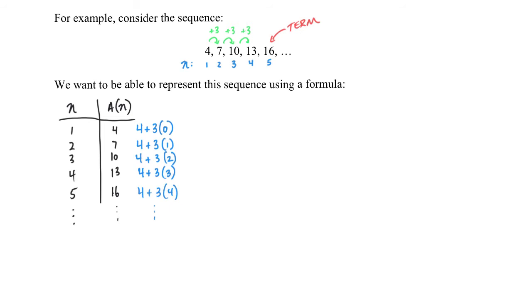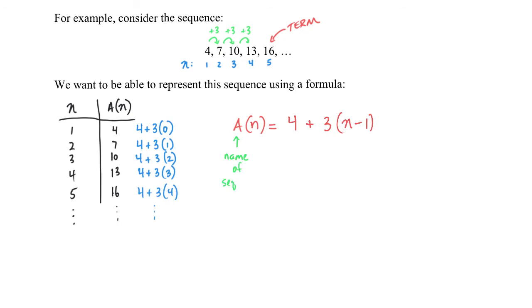So let's write this out. So in order to generate A of n, what we're going to do is we're going to take our starting value, which is 4, and we're going to add to it what we're adding each time times the term before it. Okay, so let's take a look at this now. Let's break this down. So this here, this is the name of our sequence.